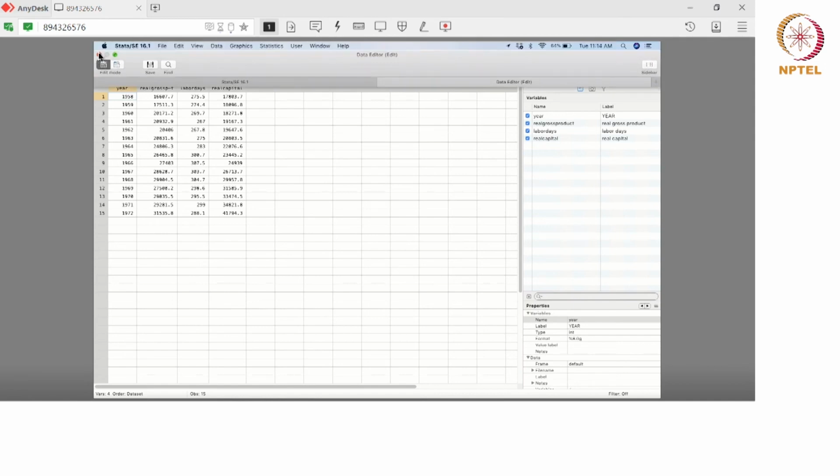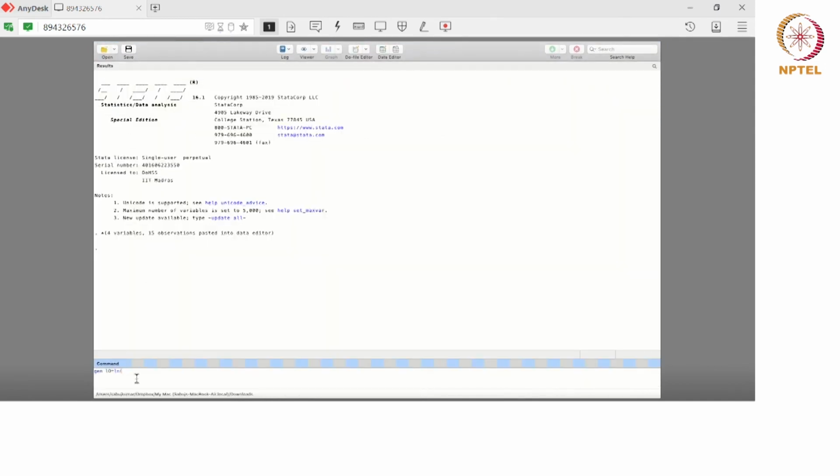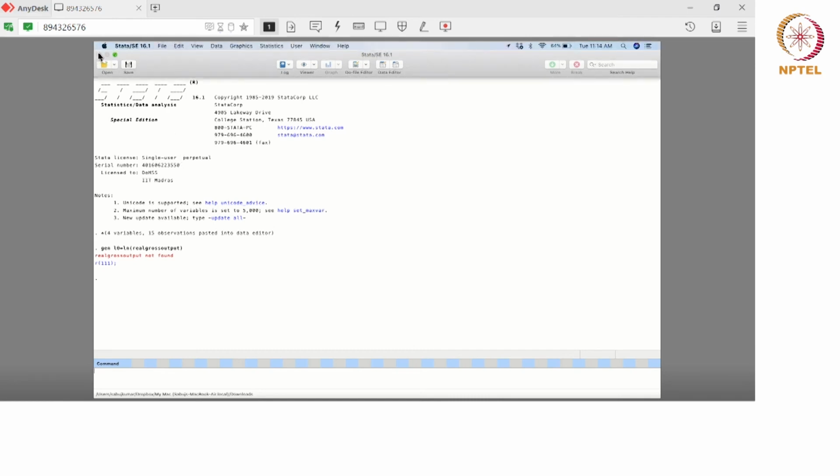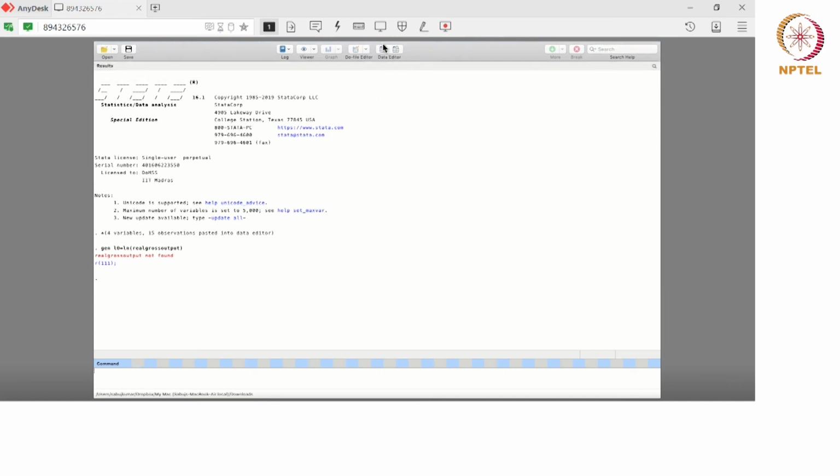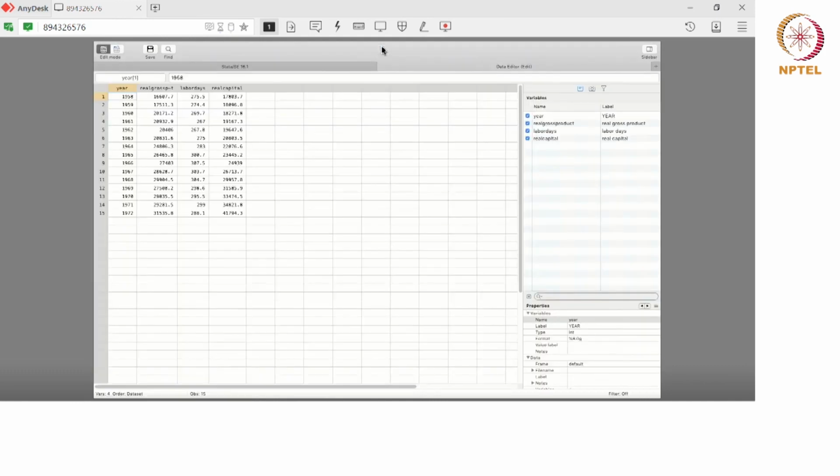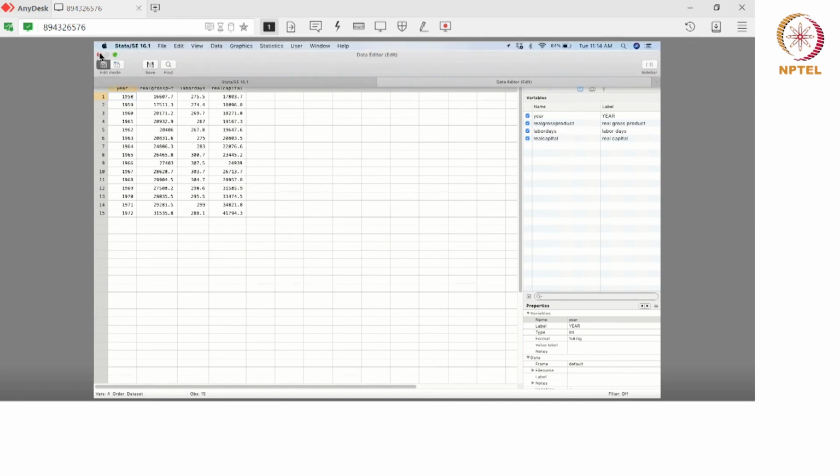So I will show you how to convert one variable: log of real gross output, then bracket close, and if you press enter, it gives an error. That means I made some mistake in defining the variable. Let me see once again how I defined it. Oh sorry, it is real gross product. You have to type the variable name exactly; if you make a mistake there, it will not work.